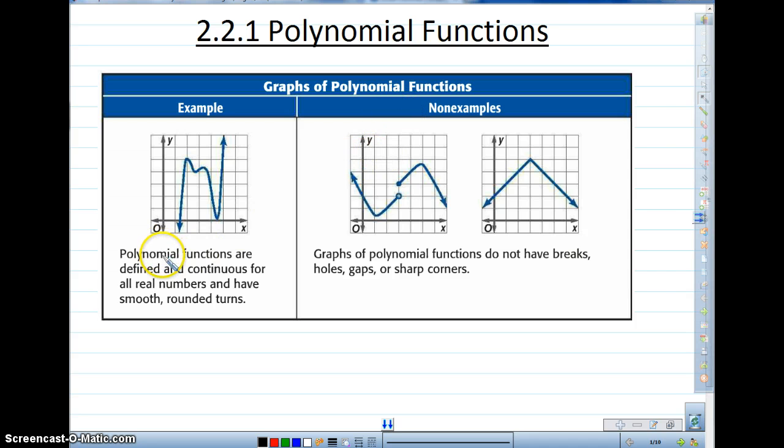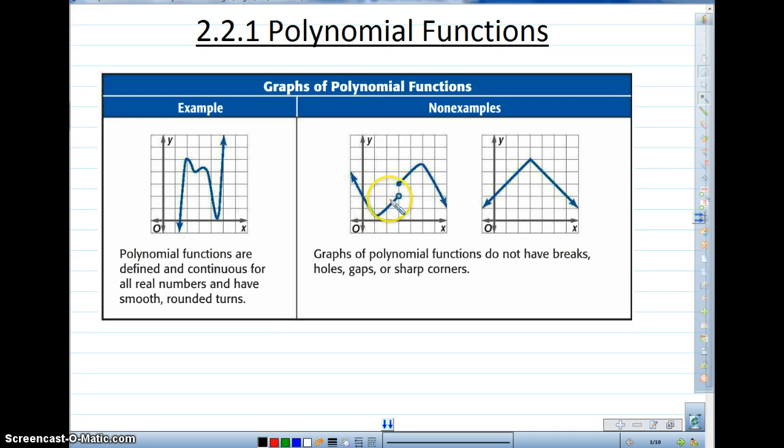There's a couple of requirements. A polynomial function should be defined everywhere, so it's continuous. You can input any values. There's no restrictions on the domain. And it should have smooth, rounded turns in it. So those are the expectations you should have when you're graphing any polynomial.